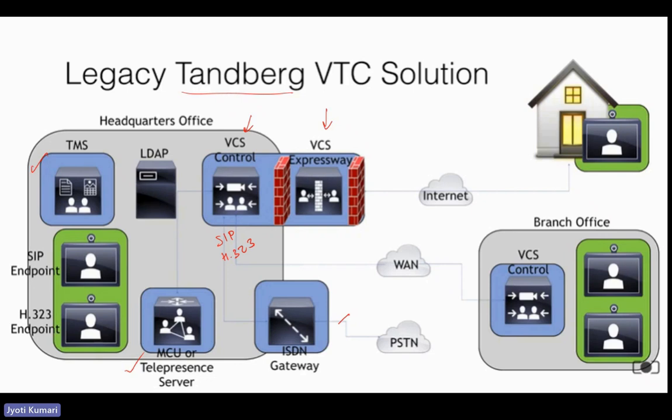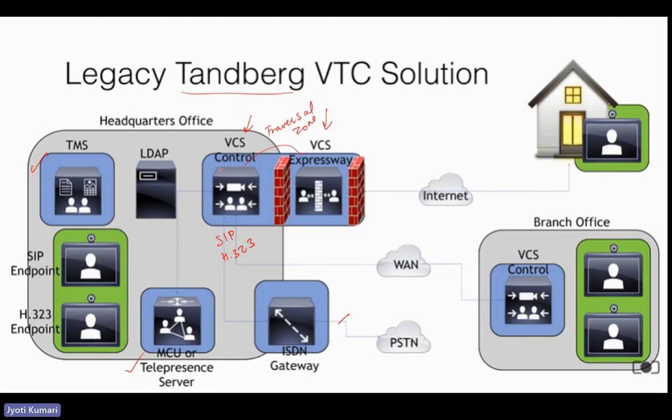Then the other model of VCS, which is the Expressway, was used to traverse the firewall and NAT servers at the edge of the network, same as the Expressway edge we have. This allows the endpoints inside the corporate network to communicate with other businesses outside, the ones that are outside the network, over the WAN or over the internet. So VCS Expressway is located outside the firewall, either on the public internet or within the DMZ. VCS Control and Expressway could communicate with one another using another special trunk called a traversal zone.